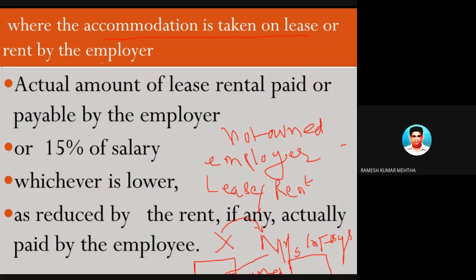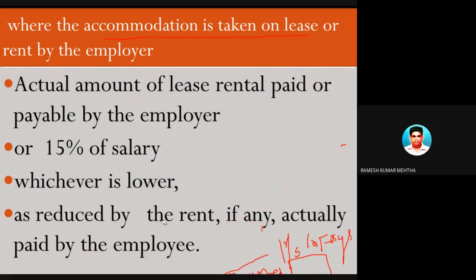This can also happen. So you have to find out whether it is owned or rented from a third party. If it is rented from the third party, or taken on lease from the third party by the employer, or rent is paid by the employer and this accommodation is provided to the employee, then the calculations are something different. The calculations are in front of you. Look at this particular information. The information says that the actual amount of lease rent paid by the employer to the third party, or 15% of salary, whichever is less, and you have to reduce any rent paid by the employee to the employer. Okay, I will just give an example.